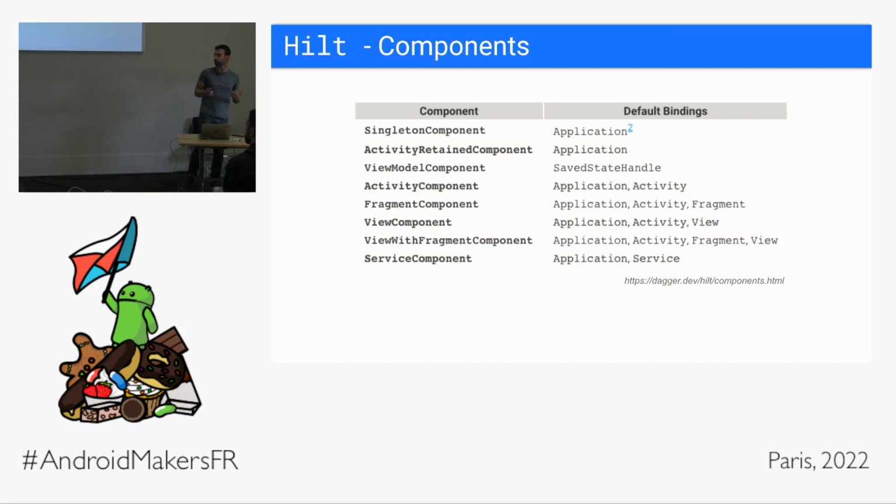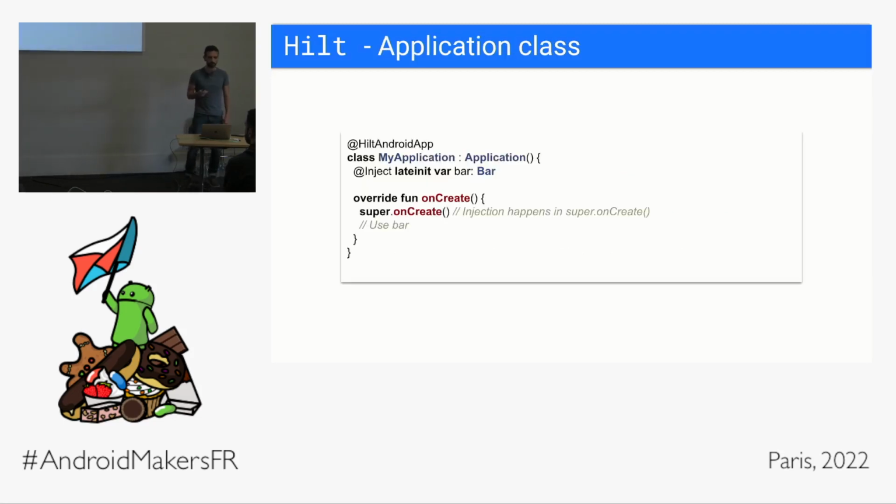They also come with different bindings. So if you attach a module to a component, you will get these bindings. For instance, in the Singleton component, you will get the application binding. In the activity component, you will get the activity binding plus the application binding, and so on. But how does it work concretely?